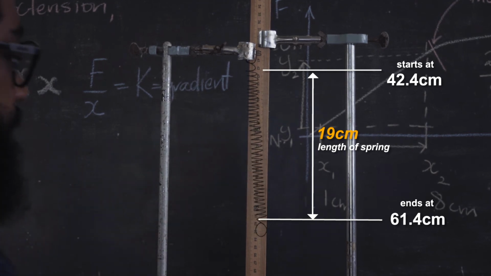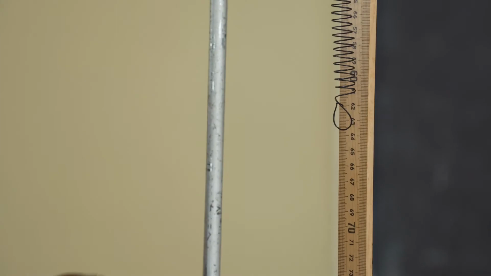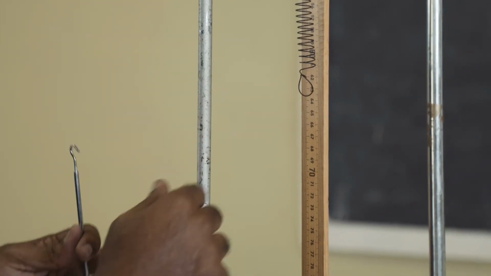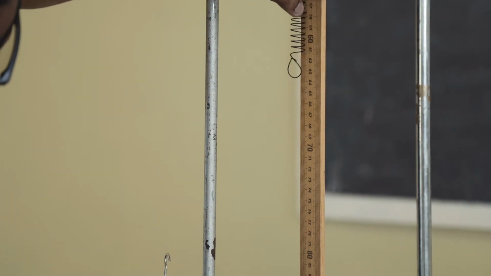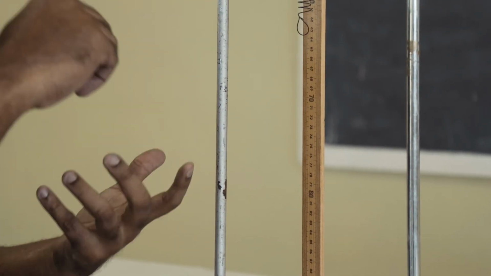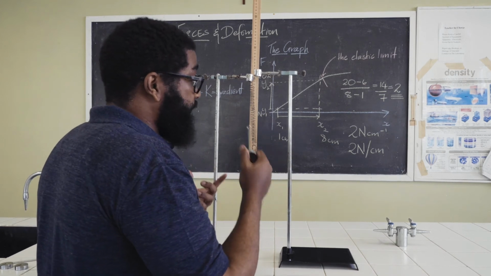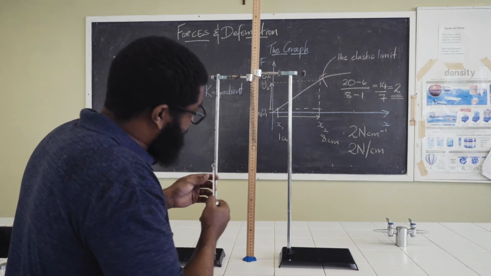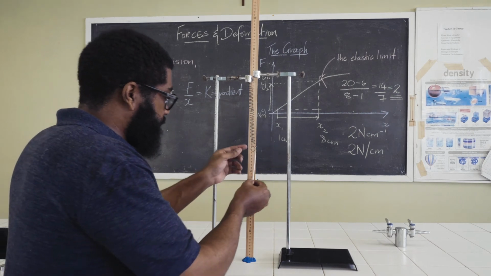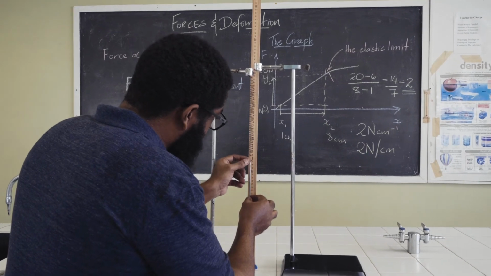Now, the next step is to use our trusty mass holder, attach it to the base of the spring, and observe the change in length. It ended at 61.4 centimeters. So we know all lengths or changes therein will be with respect to the 61.4 at the bottom. So what do we do here? We have to hook this on gently to the base of our spring.